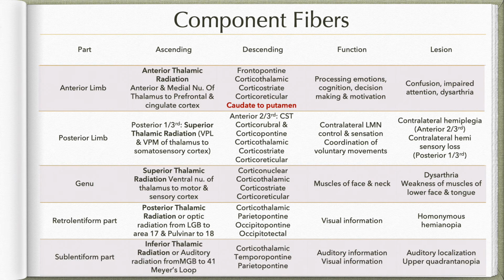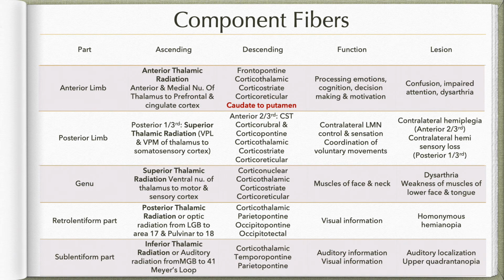The last part is the sublentiform part. Ascending fibers in that include inferior thalamic radiation or otherwise known as auditory radiation. They start from the medial geniculate body and reach the primary auditory area, that is area 41, few of them also reaching the auditory association area, area number 42. Sublentiform part also contains Meyer's loop.